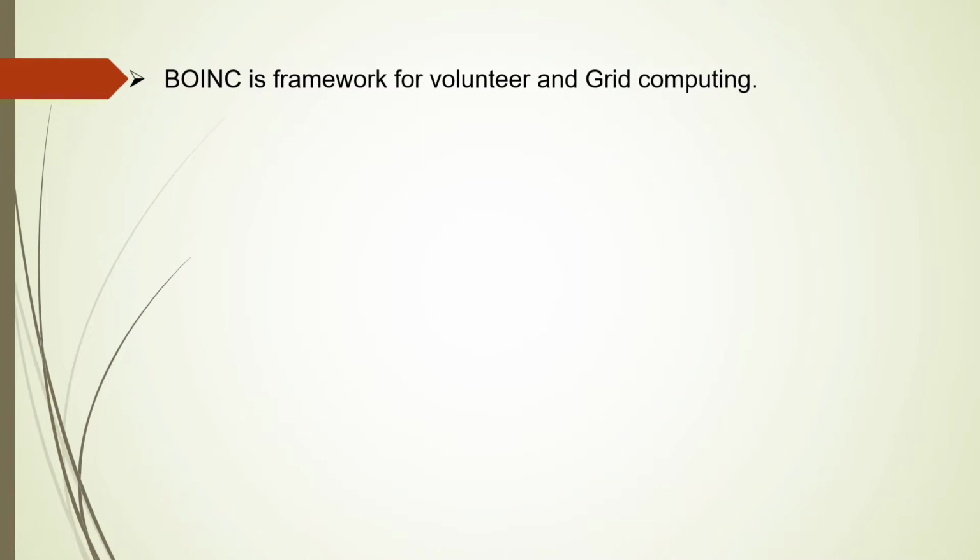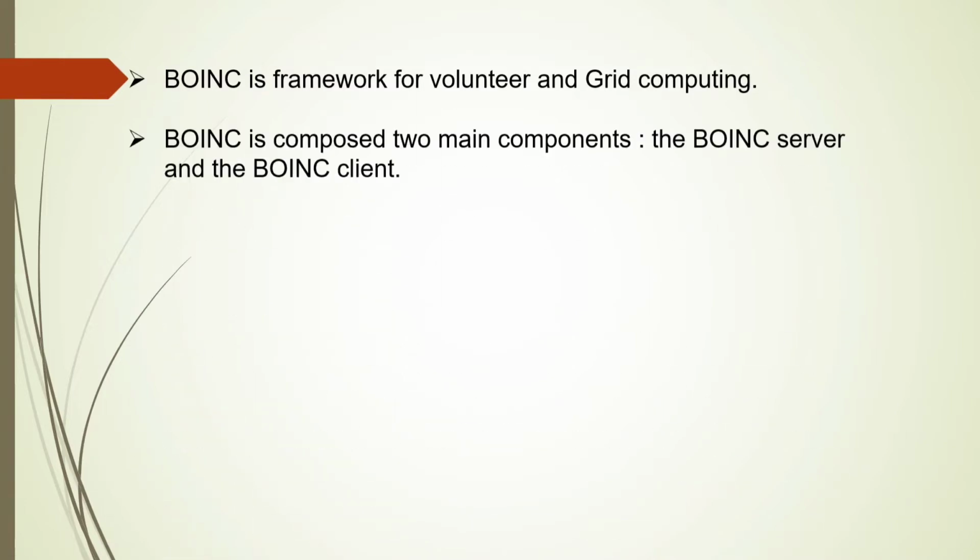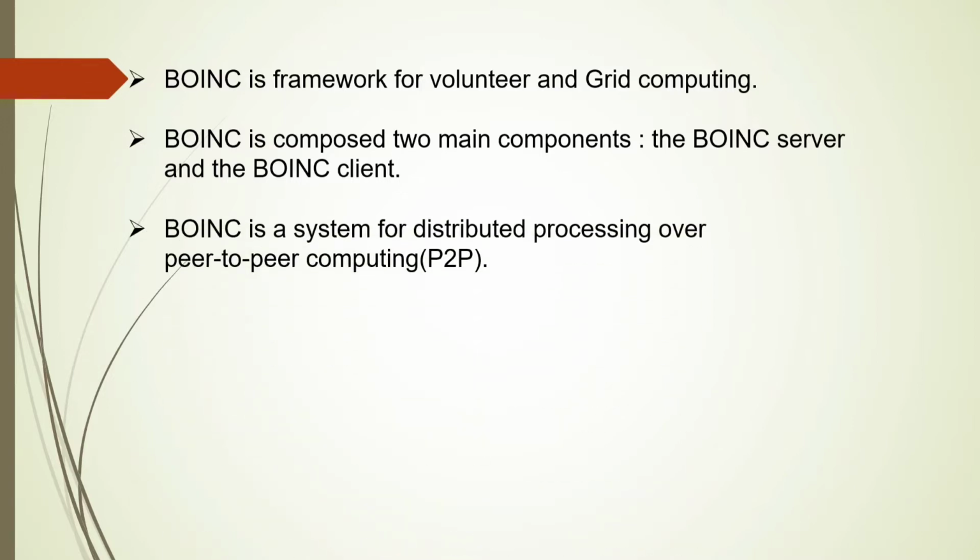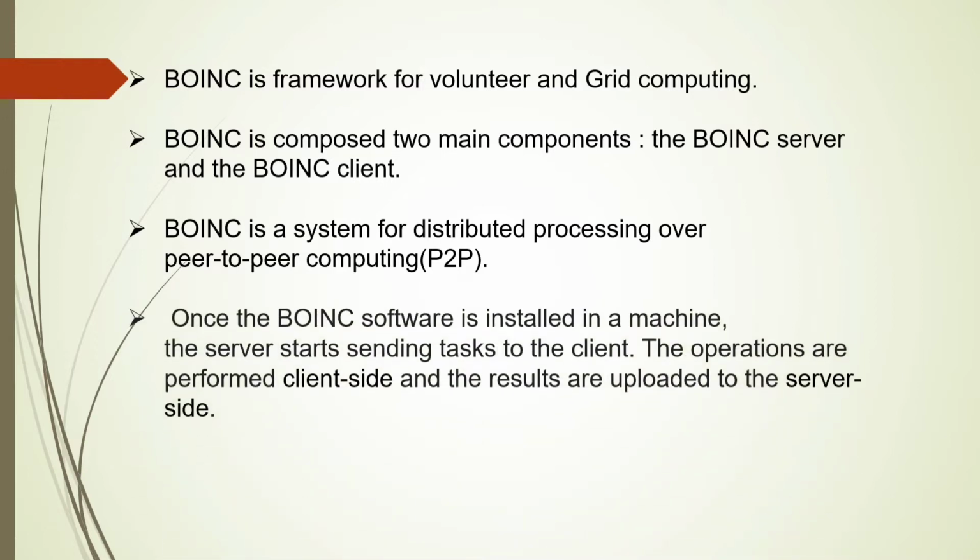BOINC is a framework for voluntary and grid computing. BOINC is composed of two main components, the BOINC server and the BOINC client. BOINC is a system for distributing processing over peer-to-peer computing. Once the BOINC software is installed on a machine, the server starts sending tasks to the client. The operations are performed client side and the results are uploaded to the server side.